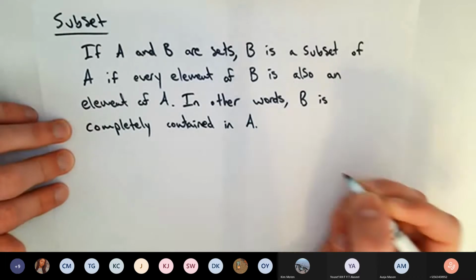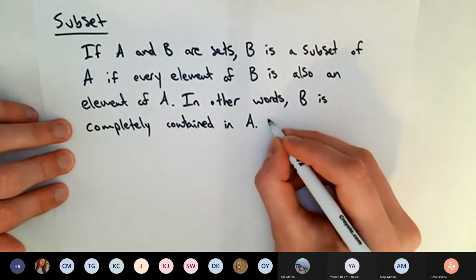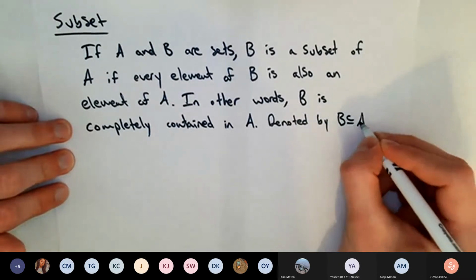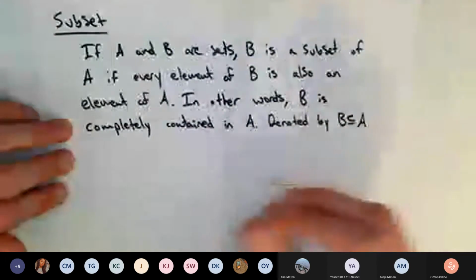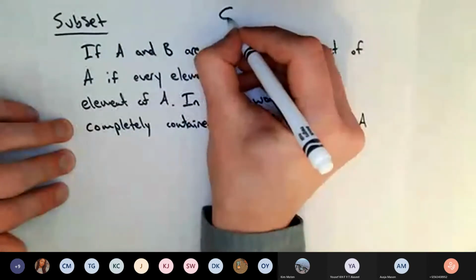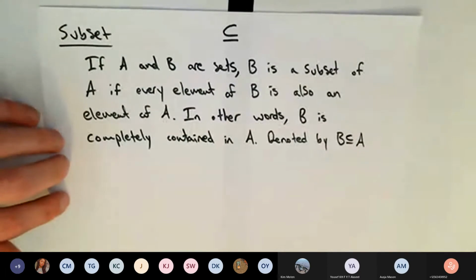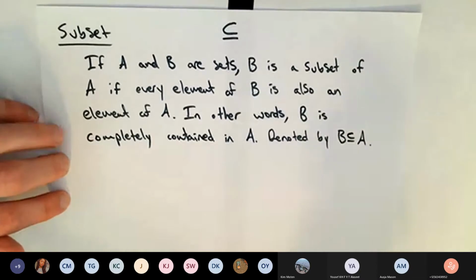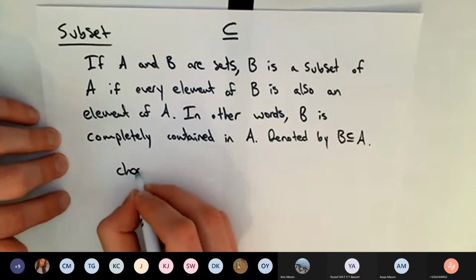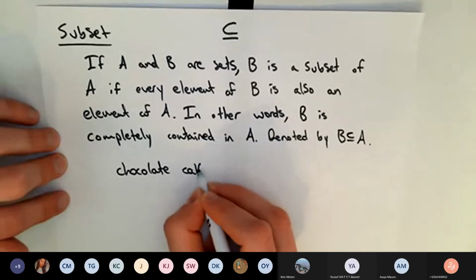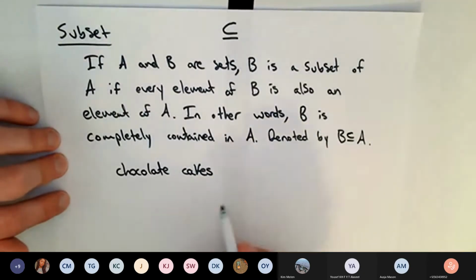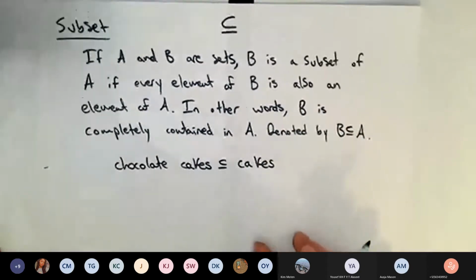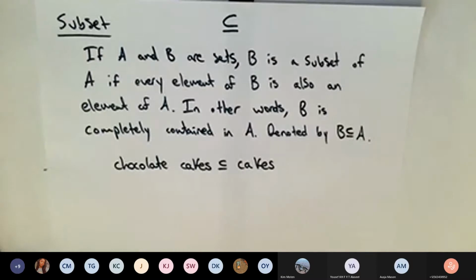And it's denoted by this symbol. It's like a sideways C with a line under it, like an elongated C. That means subset. So we would read this as B is a subset of A. So in our last example, chocolate cakes, which I didn't name as a letter, so I'll just write it as a word, chocolate cakes were a subset of the broader category of cakes.